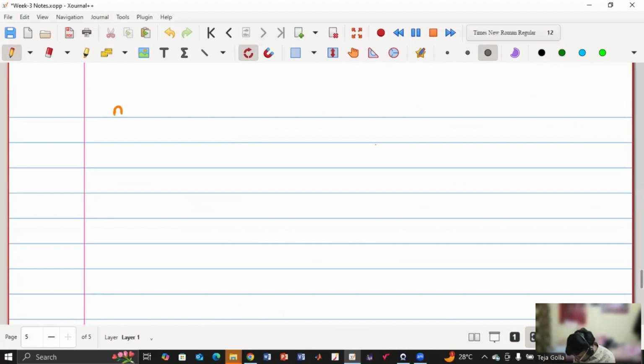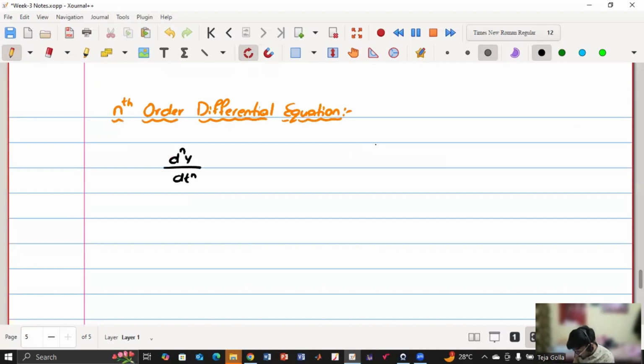So now let us go for the nth order differential equation before we solve any further problems. In the nth order differential equation, first let us write the expression: d to the power n y by dt to the power n plus a1 into d to the power n minus 1 y by dt to the power n minus 1 plus, and so on, up to a n minus 1 dy by dt plus an, equal to some function x of t.